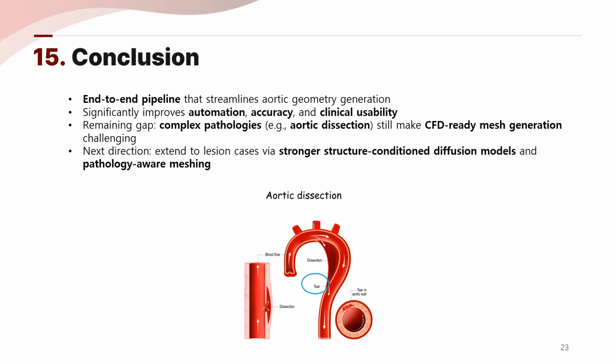AortaDiff is an end-to-end pipeline that makes aorta geometry generation more automated, more accurate, and more useful in clinical settings. However, for complex diseases like aortic dissection, generating a clean CFD-ready mesh is still difficult. Next, they plan to extend the method to these lesion cases using stronger structure-conditioned diffusion models, aiming for more reliable CFD-ready outputs.